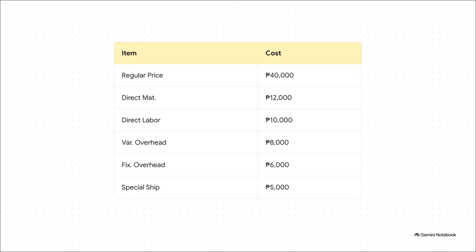Direct materials, labor, and variable overhead, those are relevant variable costs adding up to 30,000 pesos. That's 6,000 pesos in fixed overhead, irrelevant, general cost, cross it out immediately. And the 5,000 pesos special shipping, that's a specific, incremental, out-of-pocket cost, so we keep it.